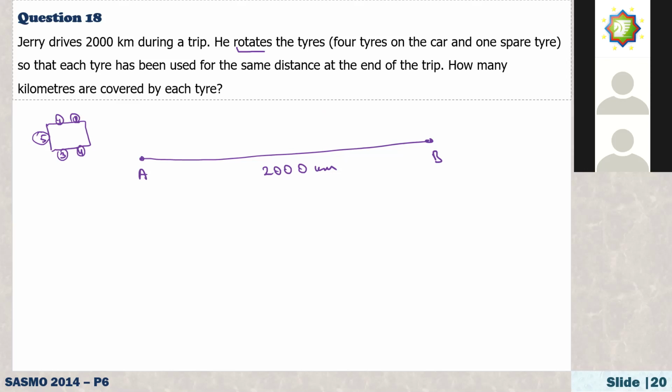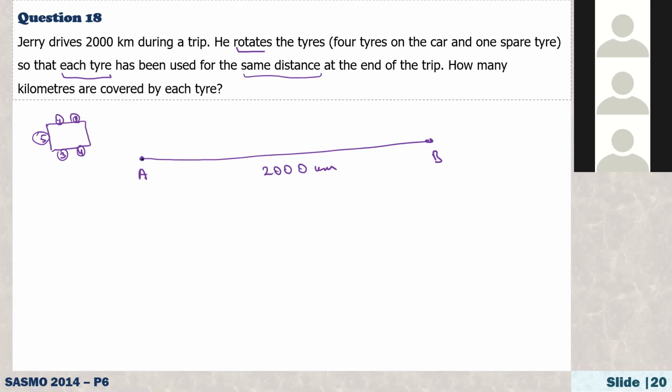Okay, so now let me explain this. As you see here in the question, it says that it's rotating and every tire is used for the same distance. Each tire has been used for the same distance. That means every tire is used and you travel the same distance by each tire. So now I am going to start from here.